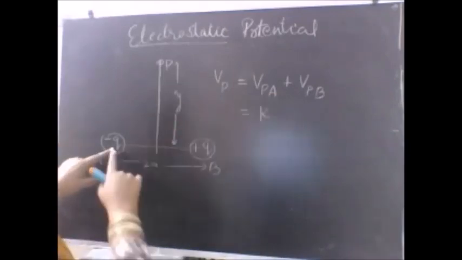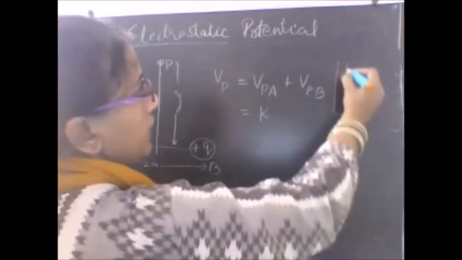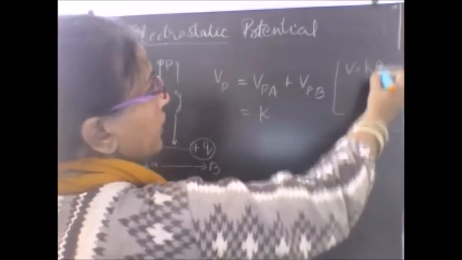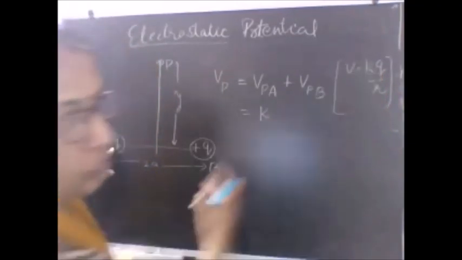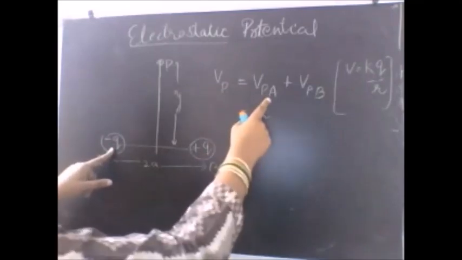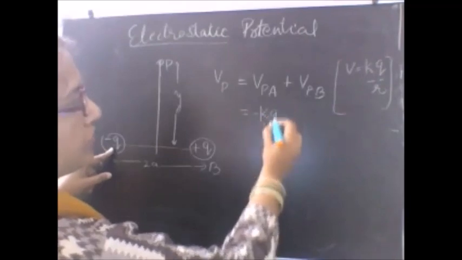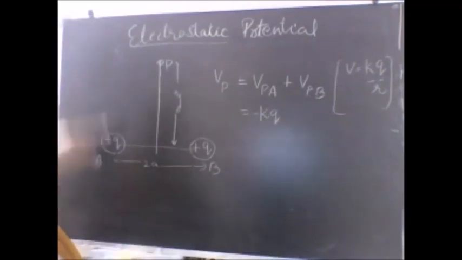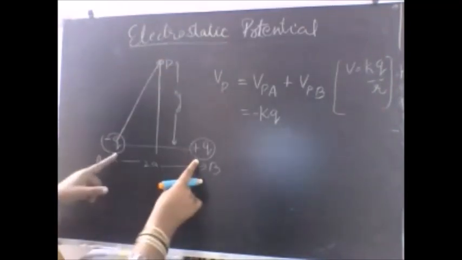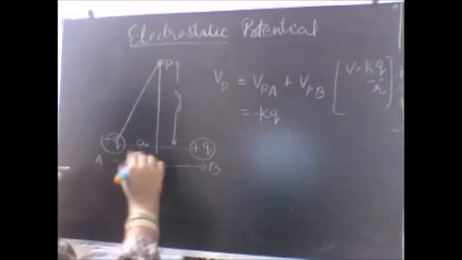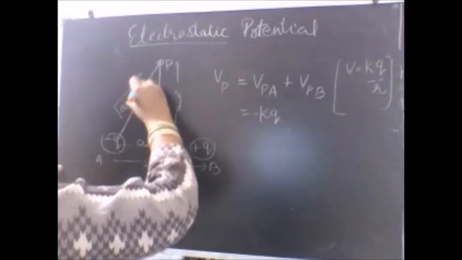So what is the charge here? Minus Q, and I need to take the value with sign. Here I am writing the general formula KQ by R. I have to put the value of the charge along with its sign. So what is this charge at A? It is minus Q. So I will be taking a minus sign into consideration. So it is minus KQ. And what is the distance of point P from this point A? This total distance is 2a, so this is a here. So the distance here is under root a square plus y square.